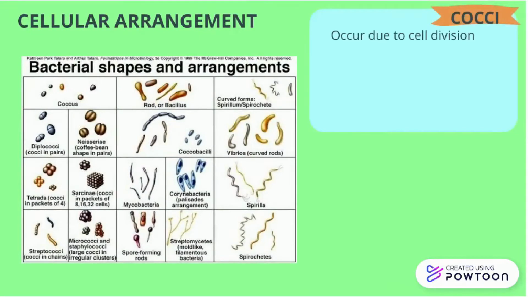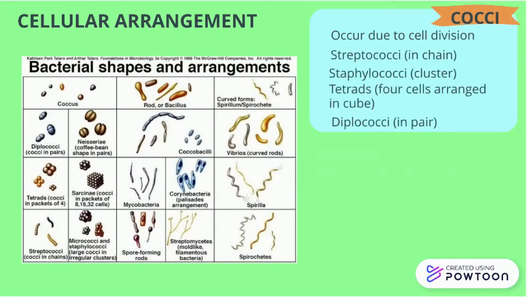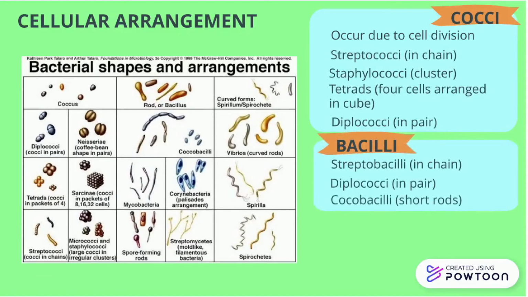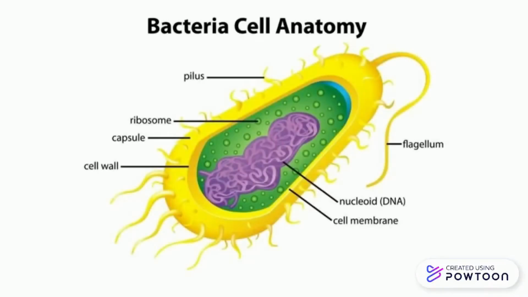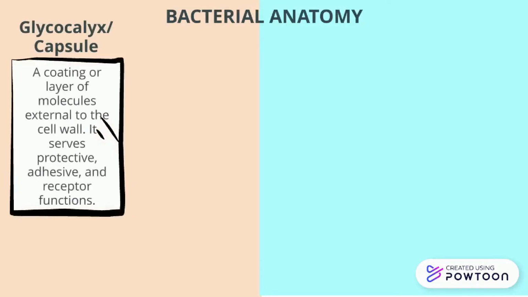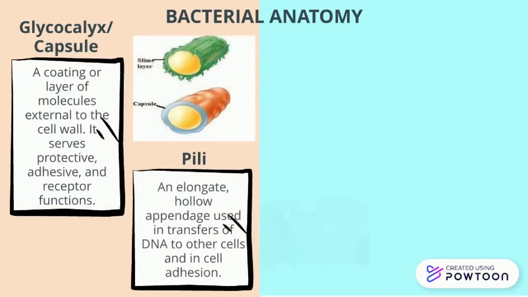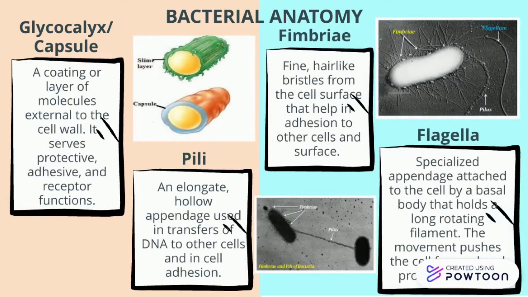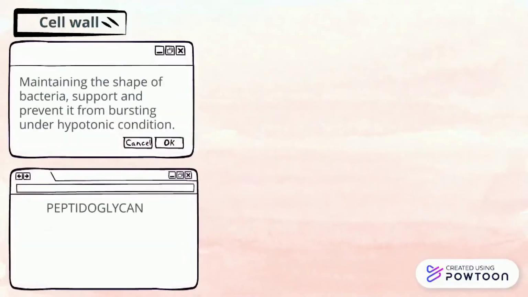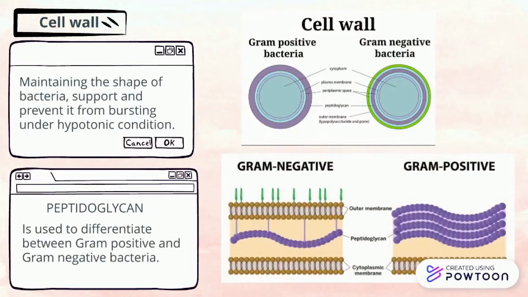The picture shows the cellular arrangement based on the cell morphology. For example, cocci in chain is called streptococci. Anatomy of bacterial cell include pili, ribosome, capsule, cell wall, flagellum, nucleoid, and cell membrane. Cell wall is used to differentiate between gram-positive and gram-negative bacteria.